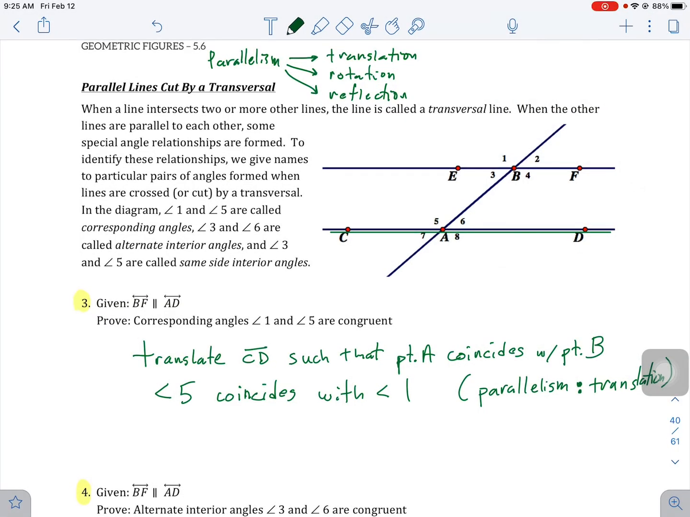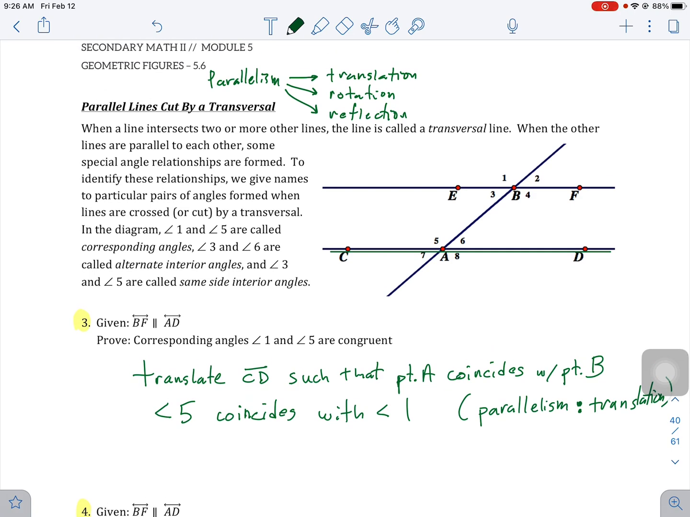Hey, welcome. We're going to do task 5.6. We're going to look at proofs that use the idea of transformations, especially in regard to parallel lines.